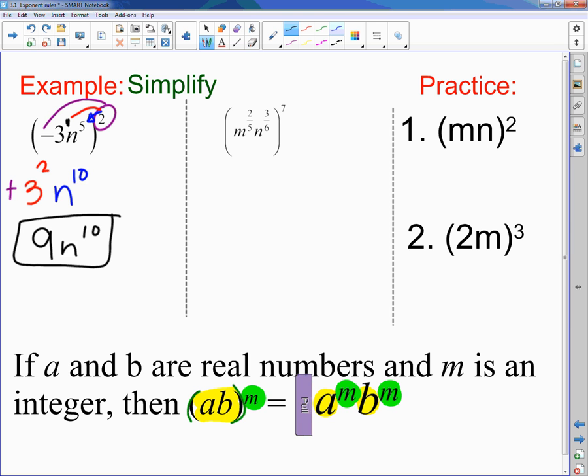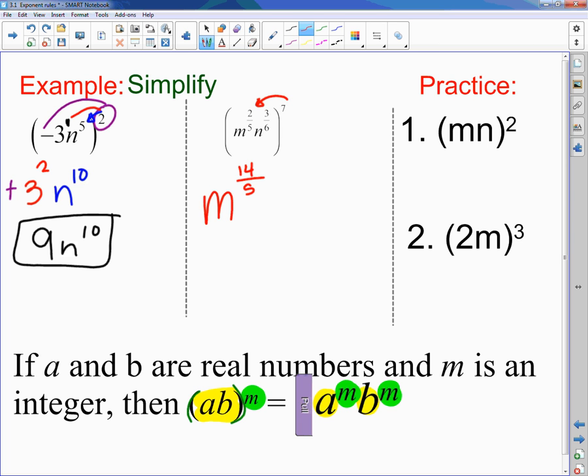Okay. If we look at this middle one, again, we just got to make sure that the exponent, the 7, goes to everything. So let's first bring it to the m. 2 to the 5th times 7. Power to power, we multiply. So we end up with m to the 14 over 5.